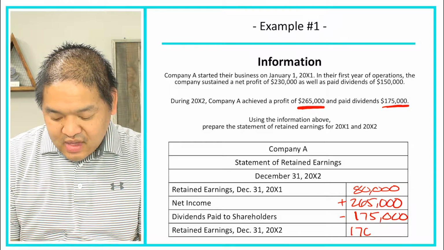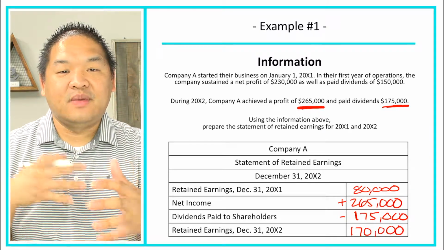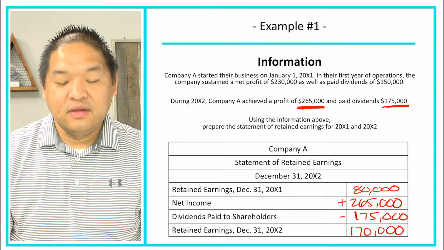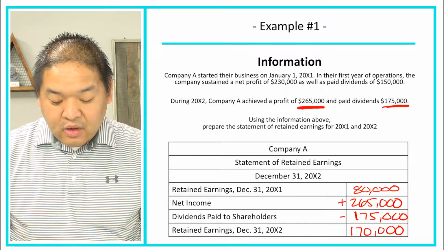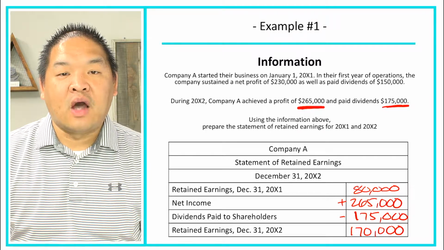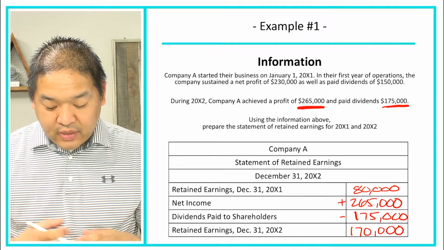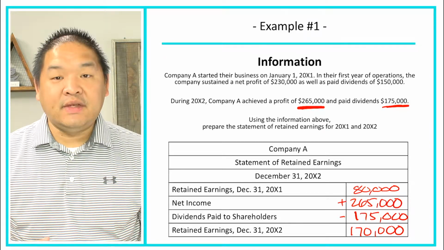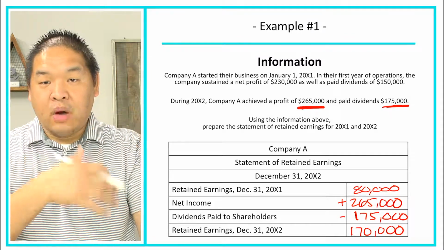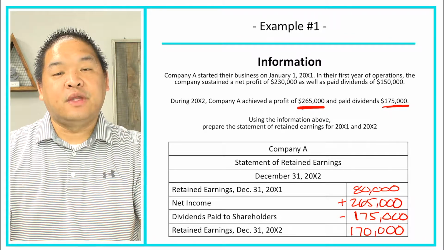$170. I don't know if you yelled back at me, but hopefully you did. $170. Anyways, retained earnings of $170,000. So we ended the year with $170. So we can break that down a little bit. We can say of that $170, $80,000 was from year one, $90,000 is from year two.